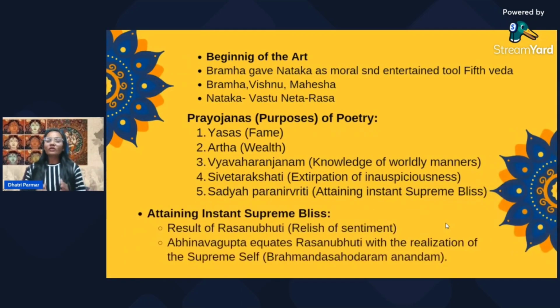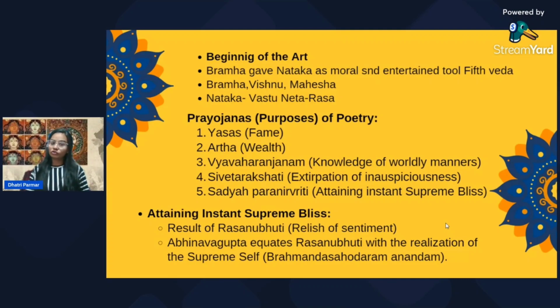In the beginning of the art, there were queers on the earth, there were Danavas, and they were problematizing the earth. That is why all the leaders and devas went to Lord Brahma and asked for some source or tool with which they can morally instruct people and also entertain them. So the Natya Shastra is introduced as a fifth Veda to humans.